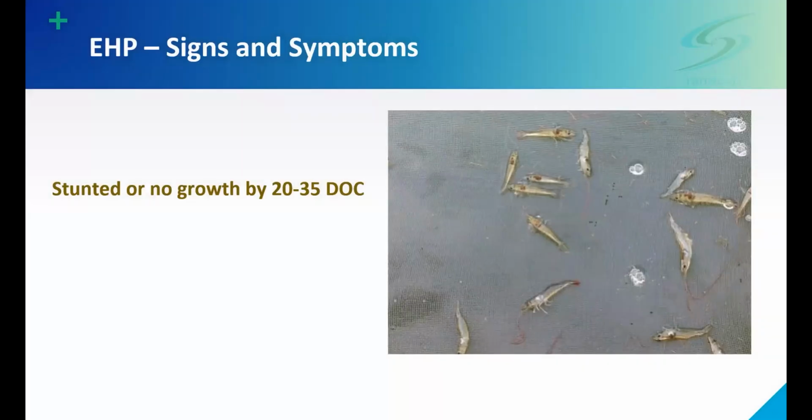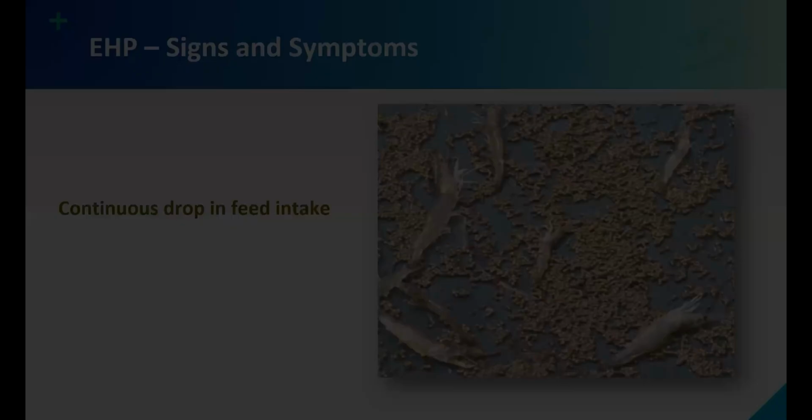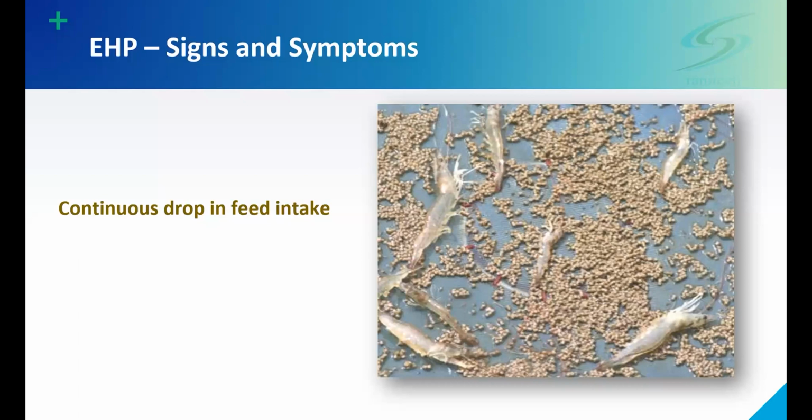So here are a few symptoms, like no growth or stunted growth. Mostly size variation is the key factor. If you have a continuous drop in feed intake, generally we assume that at 10 gram size, it has to eat like 38 to 40 kilos, and it is not even eating like 20 kgs for almost a week. We have to really consider that something is wrong, and we have to go for an EHP test.